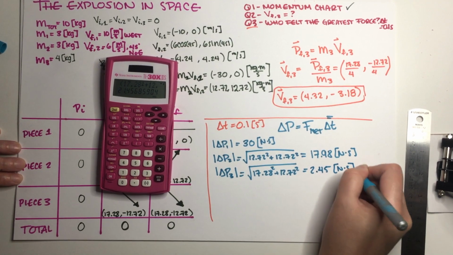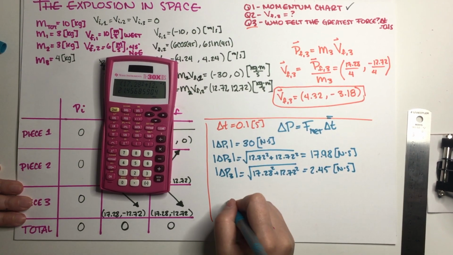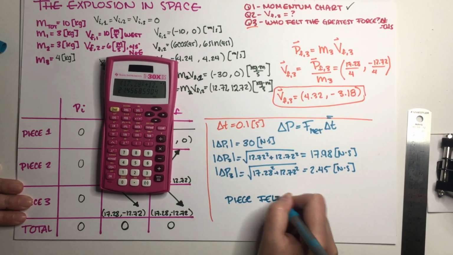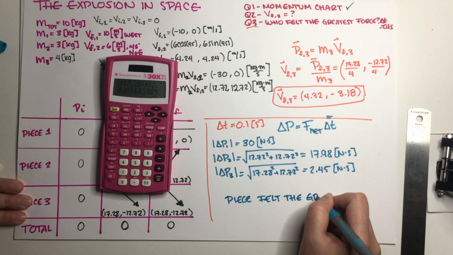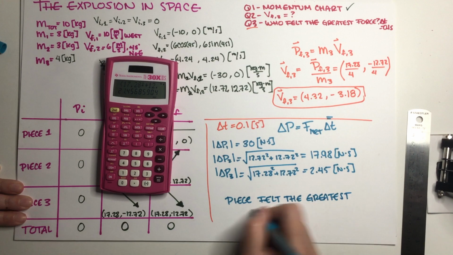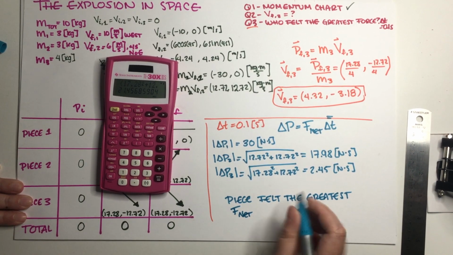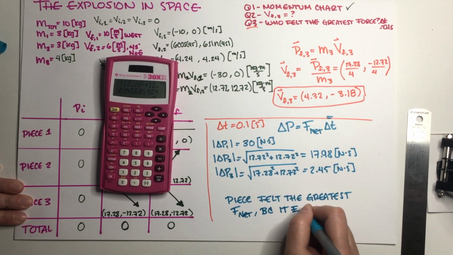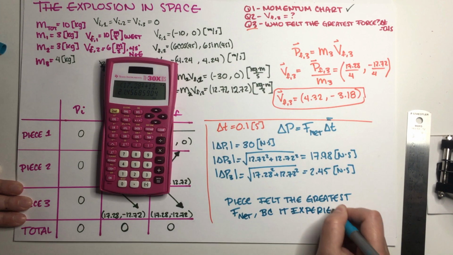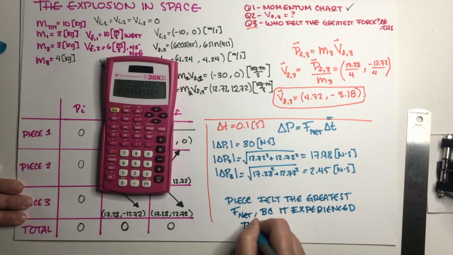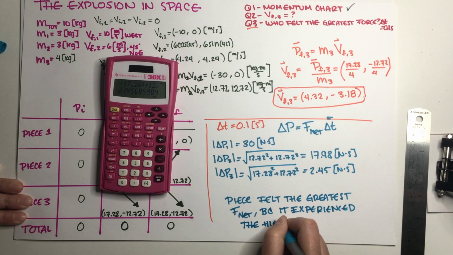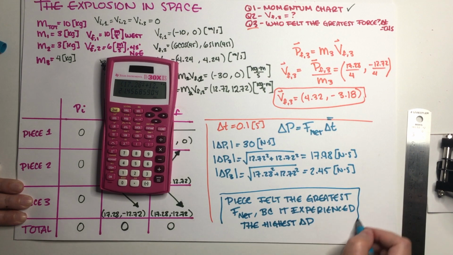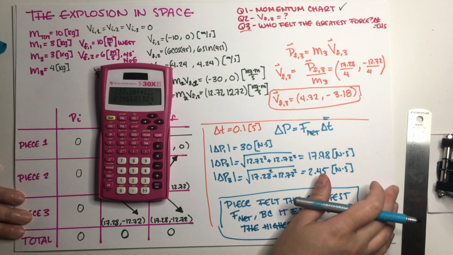21.45 Newton seconds. So the right answer is that piece 1 felt the greatest net force due to the explosion, because it experienced the highest change in momentum. Final answer. So this is going to be a final answer, and this basically finishes our problem.